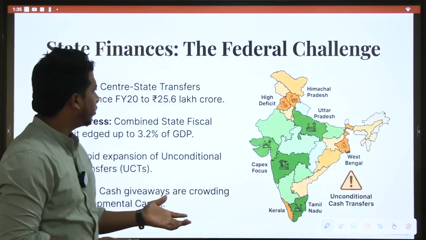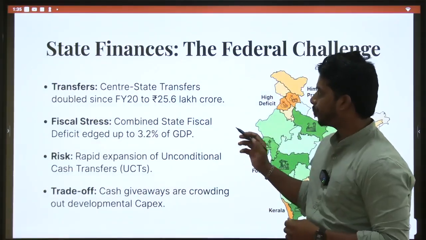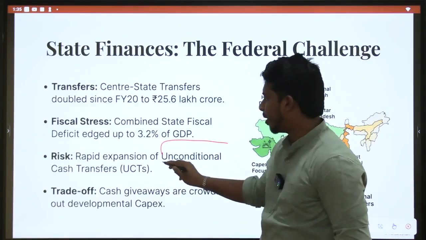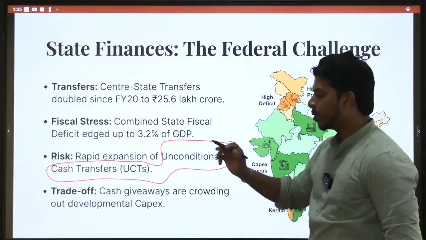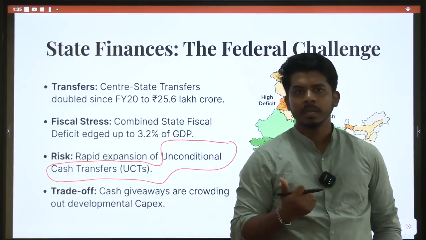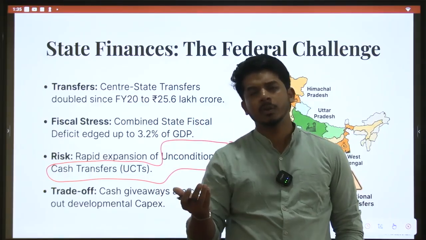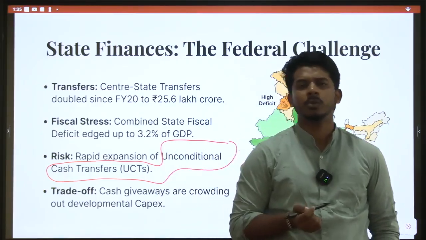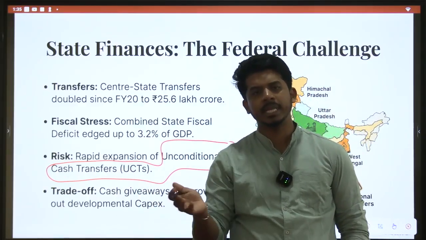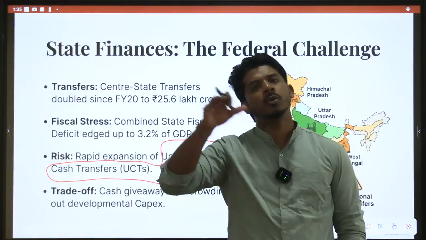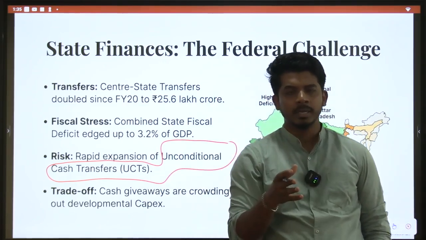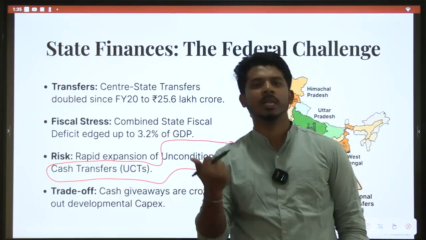So why is this happening? This is happening because they are resorting to many activities like unconditional cash transfers and populist measures. Just giving money to the people. Before the recent elections in the state of Bihar, the then ruling government gave 10,000 rupees to every eligible woman. A similar thing happened recently in the state of Tamil Nadu. They gave some 5,000 to some section of the population. So in many states we are seeing these populist measures just before elections, just to win the elections.